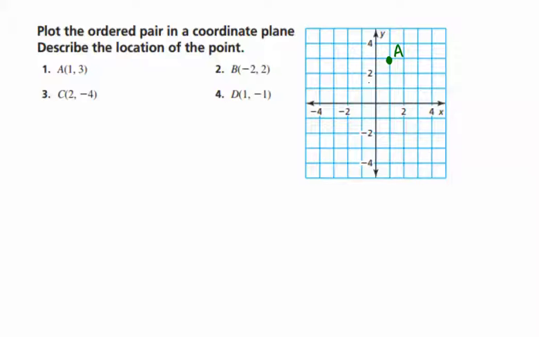For B, it's (-2, 2), so we're going to go to the left 2 and then up 2, and so we have a point at (-2, 2), and we label it B. Next, for point C, we want x is 2, y is -4, and so we place a point there and we label it C. Finally, we have point D, which is x is 1, y is -1, and so we place a point there and label it D.